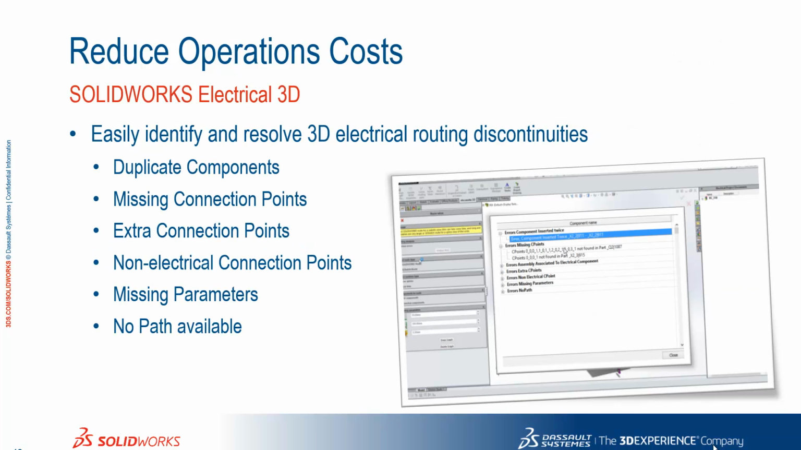And finally, when we go into SolidWorks Electrical 3D, when we do choose to route those wires, we get an error report. So if we are missing connection points, if we have too many connection points, if we have components missing, it's just going to give us a report, a warning to let us know exactly what's happened during that routing process.